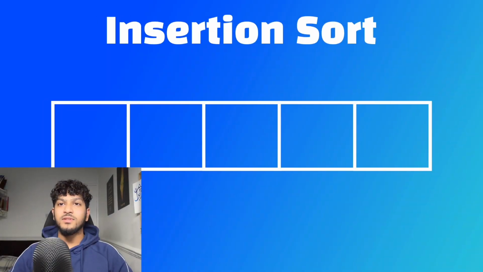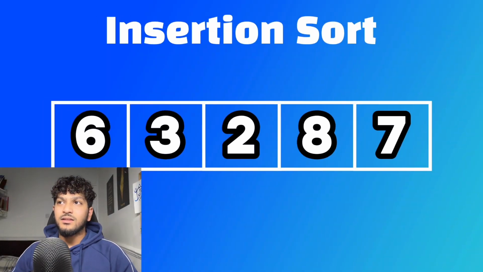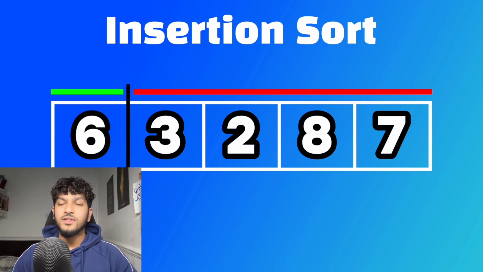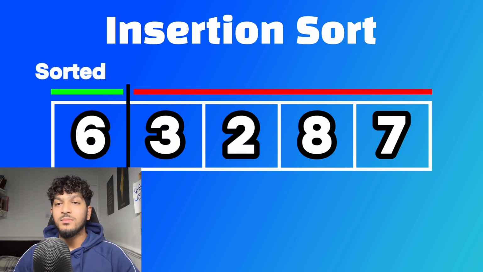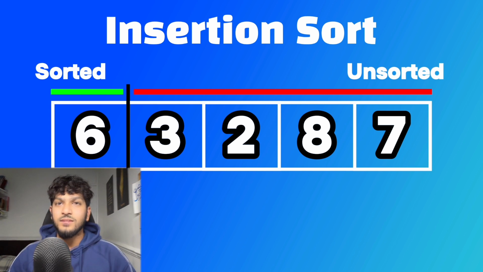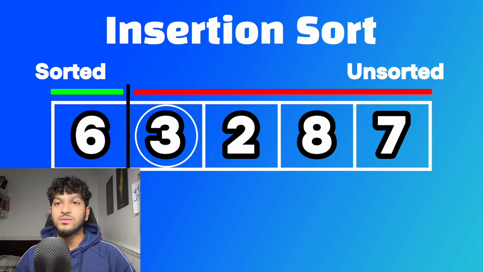Now let's explain how it actually works. So we start with a list of numbers in a random order. And insertion sort starts with splitting the list up into two. The first element in the list will be part of the sorted sublist, and the rest of the items will be part of the unsorted sublist. So the first step of the algorithm is to take the first item of the unsorted sublist, and move it into the sorted section.